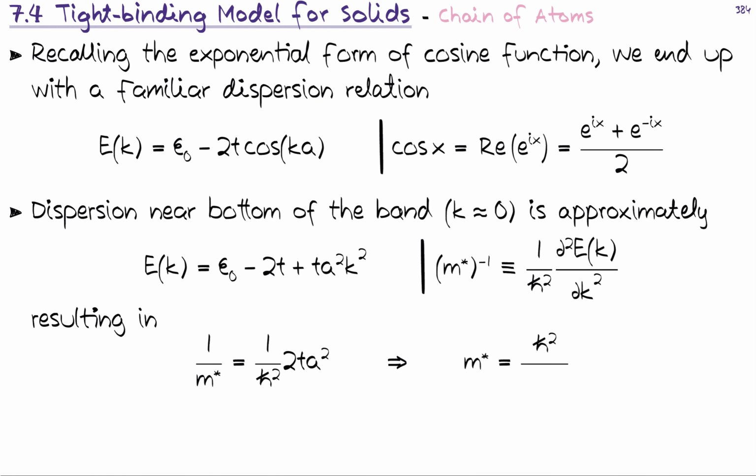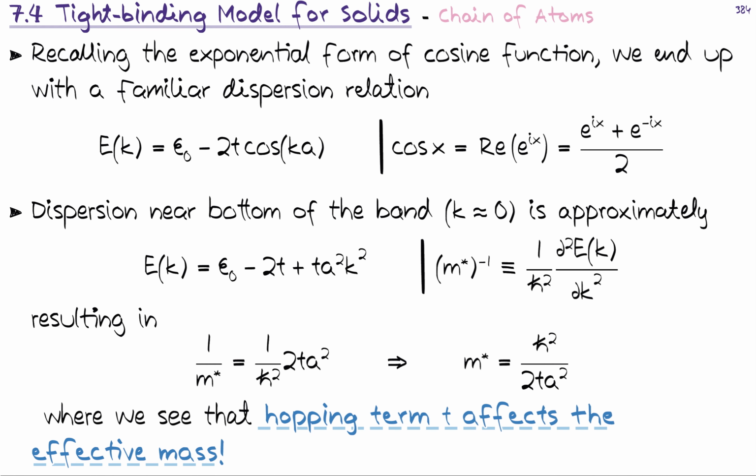So it's h bar squared divided by 2 times t, the hopping term, times a squared, where a is the lattice constant. Essentially this tells us that the hopping term t affects the effective masses, or the other way around, that effective masses affect the hopping term. I guess it's a matter of taste which way we say what this equation implies. It depends, of course, on the context.